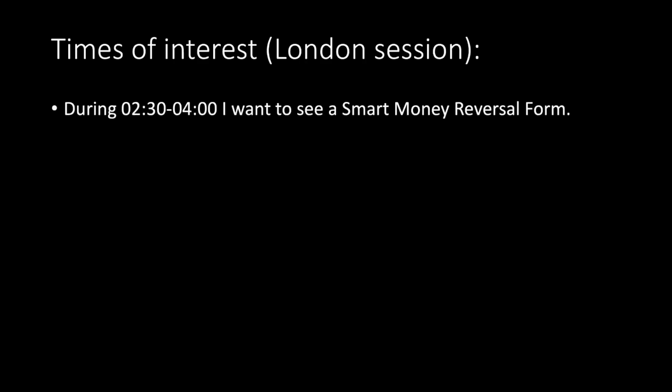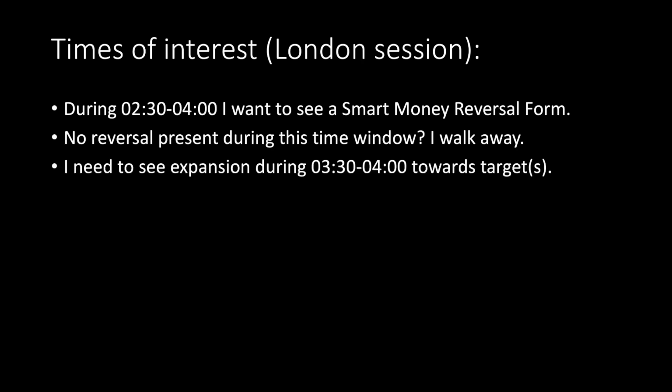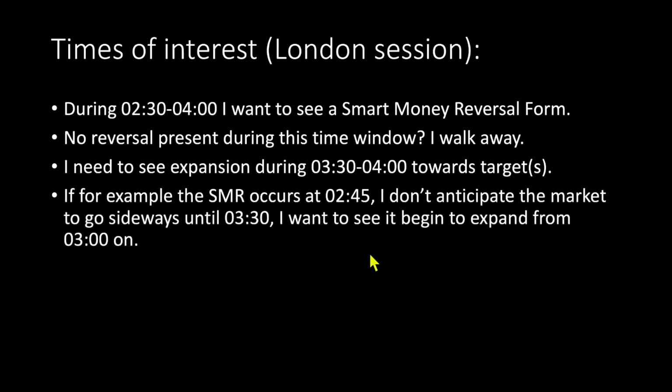So to summarize, here are the times of interest for the London session. During 2:30 to 4 a.m., I want to see a smart money reversal form. If no reversal is present during this time window, I will walk away from the London session. I need to see an expansion leg during 3:30 to 4 a.m. towards the targets. If, for example, the smart money reversal occurs at 2:45 a.m., I don't anticipate the market to go sideways until 3:30 a.m. I want to see it begin to expand from at least 3 a.m. on.